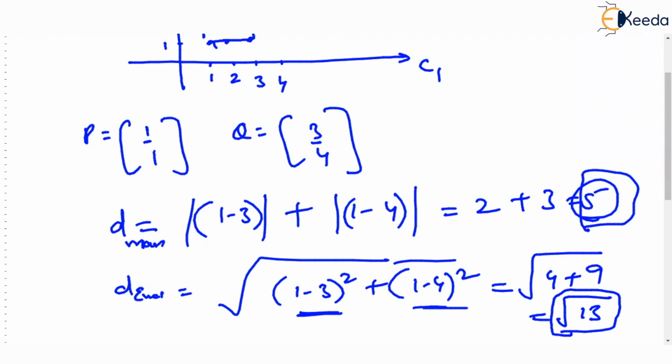You will agree. Square root of 13 is what? I mean, square root of 9 is 3. Square root of 16 is 4. So square root of 13 will be between 3 and 4. It will be no way near to 5. So when you calculate distance in Manhattan and distance in Euclidean, both represent different scalar values. But the important thing is, what if you are finding distance between 1, 1 and, let's say, 4, 5? You found distance between 1, 1 and 3, 4. Now, what if you find distance between 1, 1 and 4, 5?